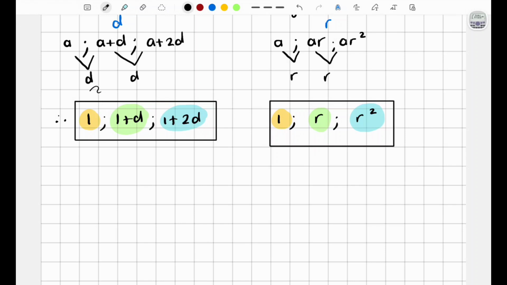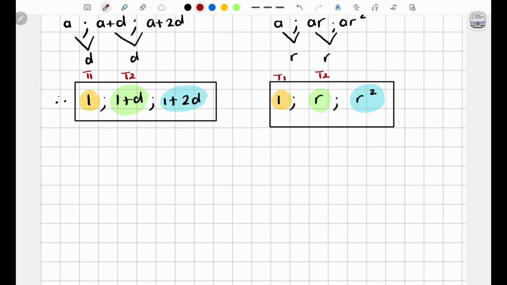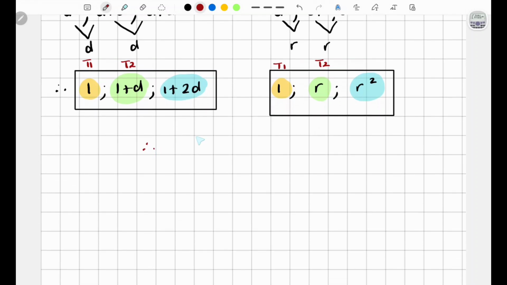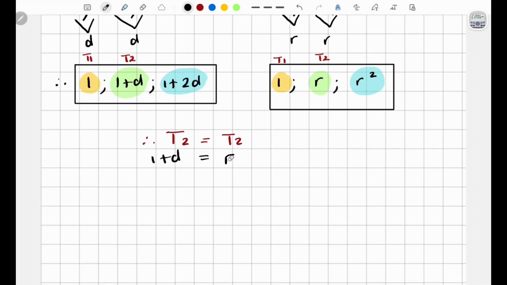It's the same sequence. So the first term and the first term should be exactly the same, and the second term and the second term should be exactly the same. So I'm going to have an equation where I equate them because I know they should be the same since they're the same sequence. So term 2 should be equal to term 2 in the geometric sequence. Term 2 in the arithmetic is 1 plus D. Term 2 in the geometric is R. So this is all we have. Can't really do anything with that.